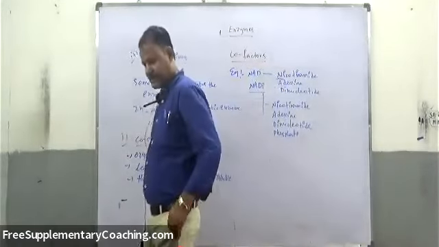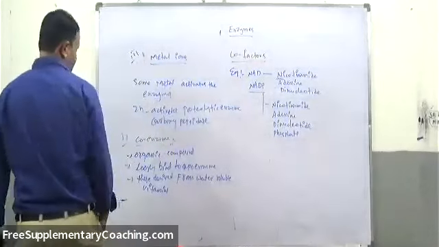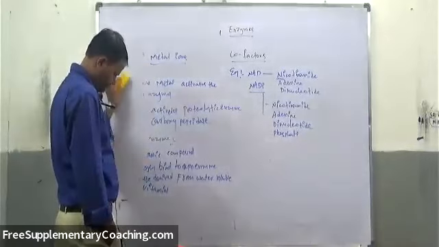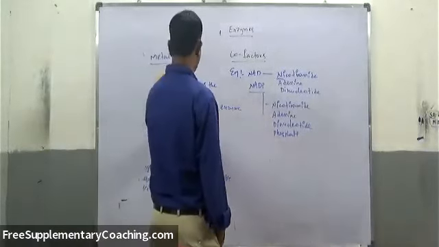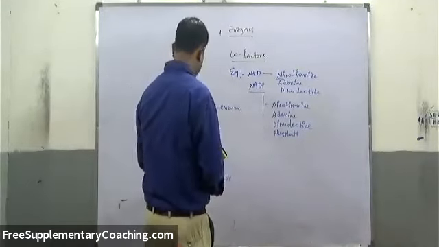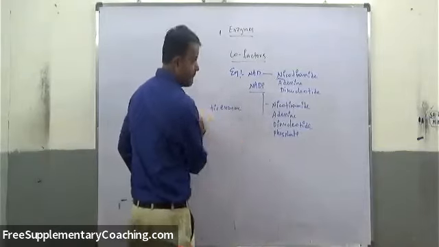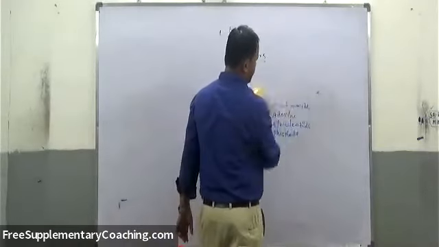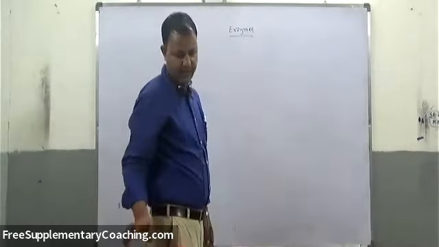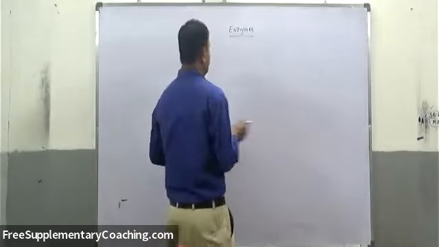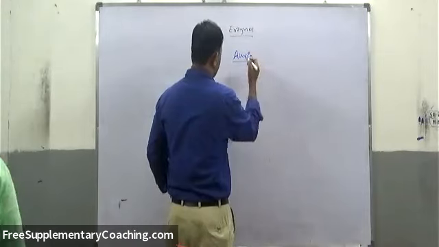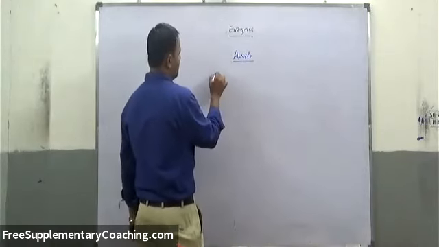Okay, then the next one is auxin. This auxin was first isolated from human urine. Auxin was first isolated from where?